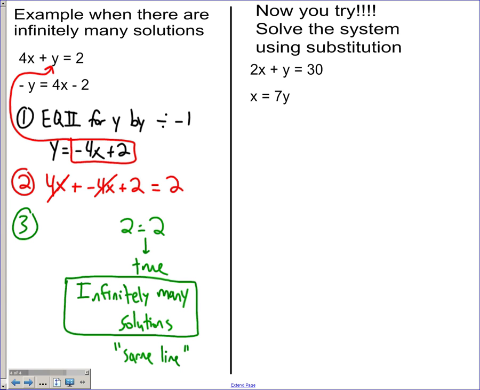So there's one example for you to try here, solving using substitution. Once you get your answer, write it as a coordinate, x comma y, and go ahead and, for this example, practice by plugging it back into both equations to make sure that the work checks out and that you got the right answer.